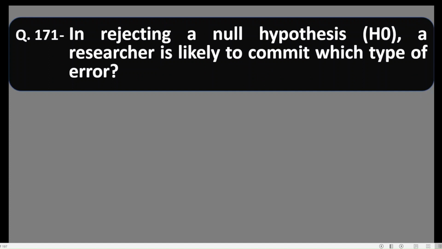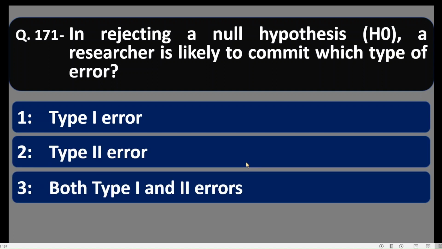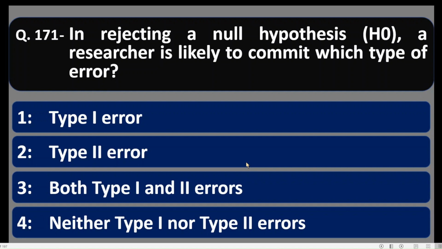Question number 171. In rejecting a null hypothesis H0, a researcher is likely to commit which type of error? Let us see the options. Number 1, type 1 error. Number 2, type 2 error. Number 3, both type 1 and 2 errors. Number 4, neither type 1 nor type 2 errors.